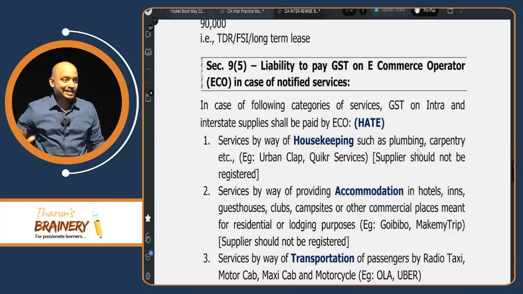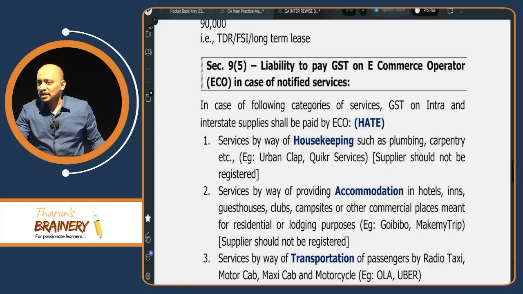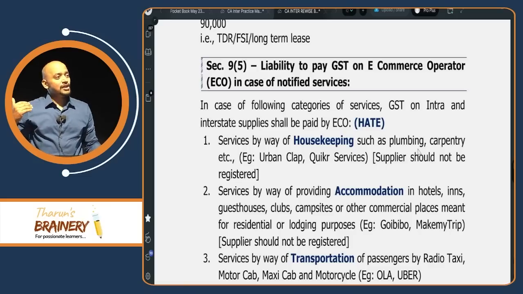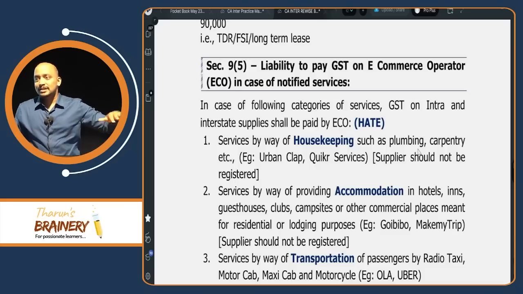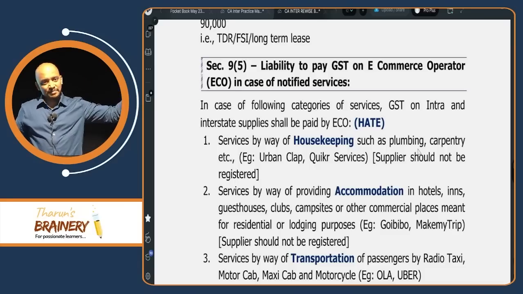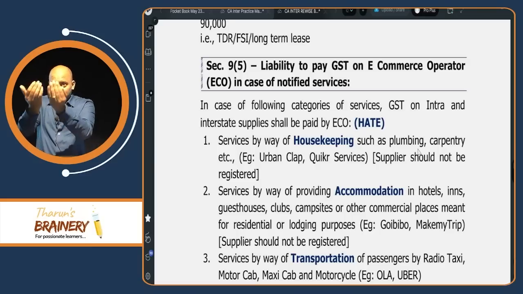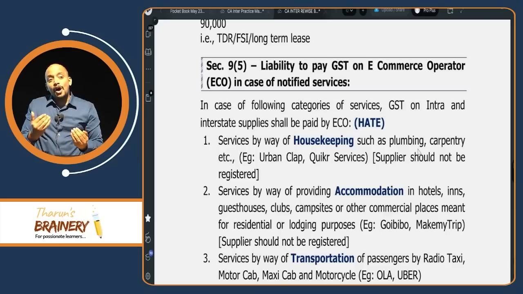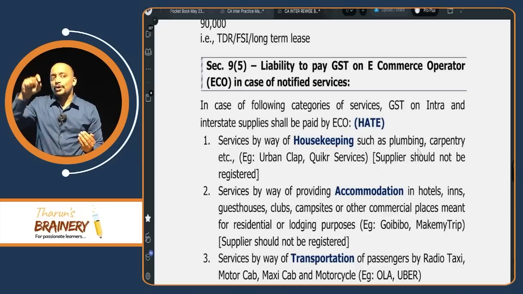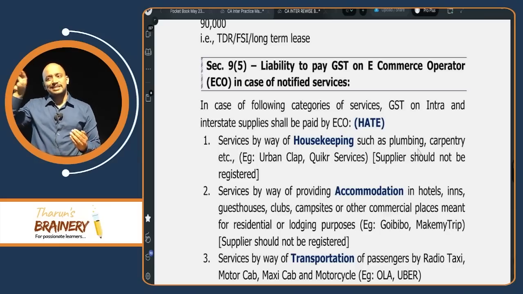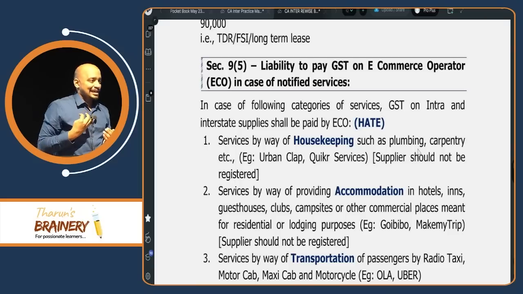399, not 200. The entire 399 will be included in the aggregate turnover of the AC mechanic. That is because of a circular, which was given for the last attempt itself. So what will be included in the aggregate turnover of the supplier? The money that they collect from the e-commerce operator, or the total transaction amount? It is the total transaction amount that will be included in their aggregate turnover.